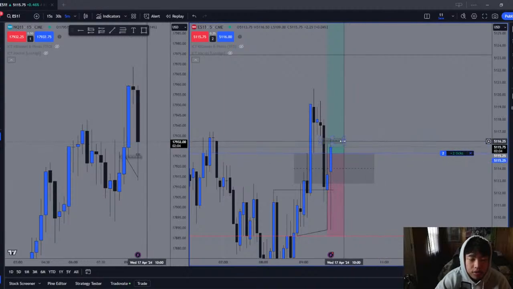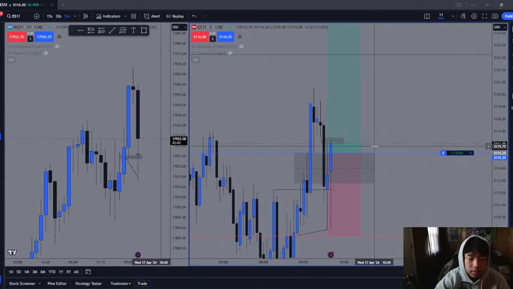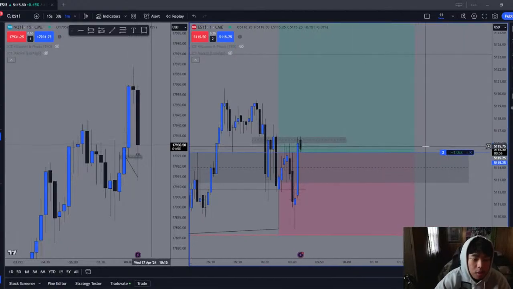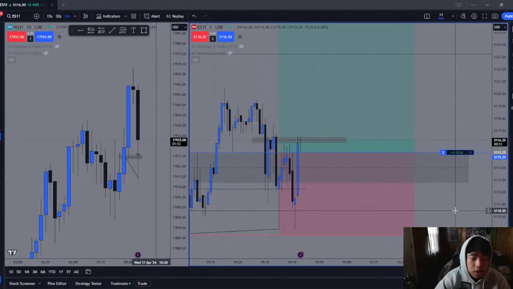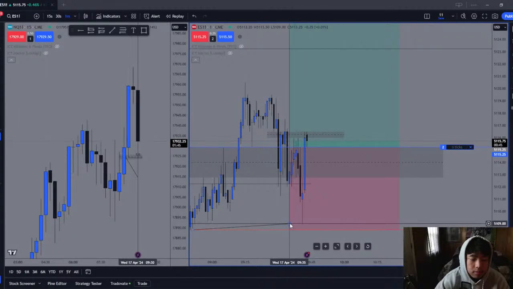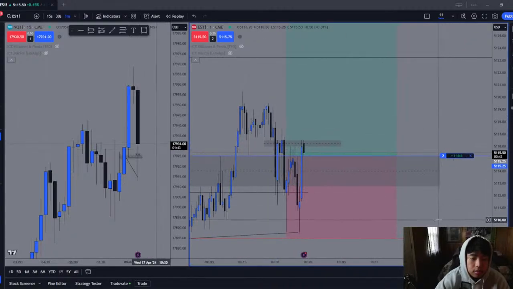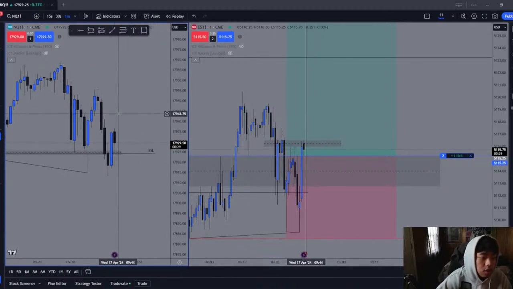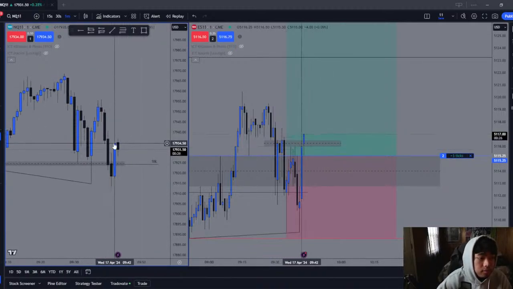So I want to see us run through this 5 minute fair value gap here. Nice bullish candle here. We broke structure to the upside by a tick, so we should see some upside hopefully. We'll have to see here. This is why I hate trading ES. It's super slow sometimes, but like I said, it looks like the cleaner move in my opinion. There we go.